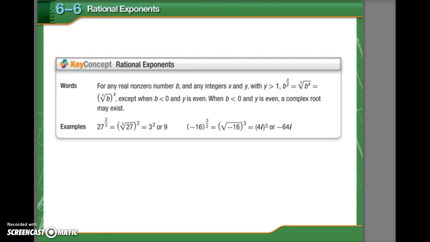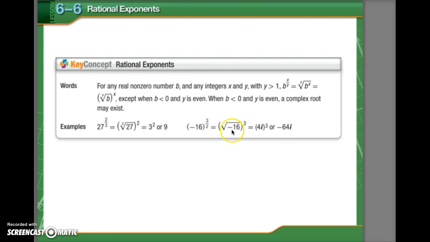Okay, let's move on to our key concept on rational exponents. If we have a fractional exponent, so b to the x over y, the denominator is the root, and then we have b to the x power. You can also take that x outside of the root and raise the root of b to the x power. Those things are equal. And you can do that except when b is less than 0 and y is even. Because when you have a negative number and an even root, you're going to have a complex root in all likelihood.